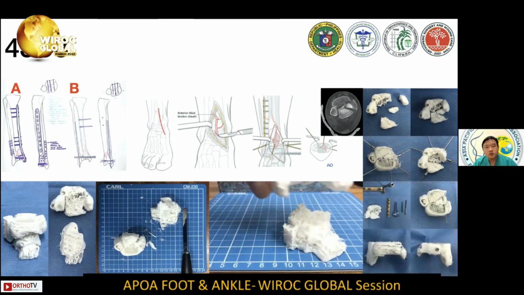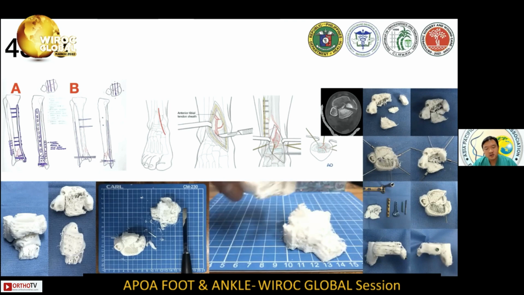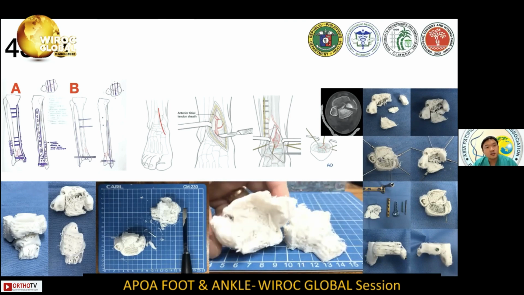And if you don't want to do plan A or plan B, you can fix this using olive wires in the hybrid external fixator or Ilizarov frame. You can also prepare the implants that you have and prepare it before you actually do the surgery for the patient.